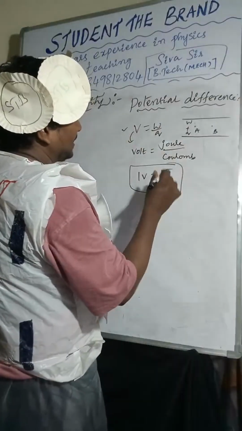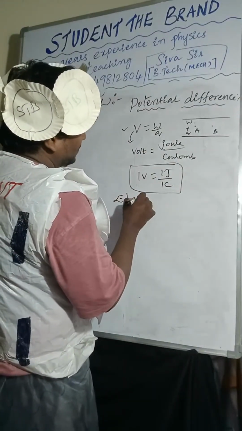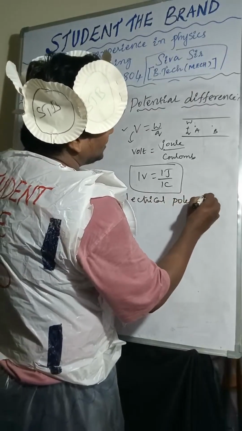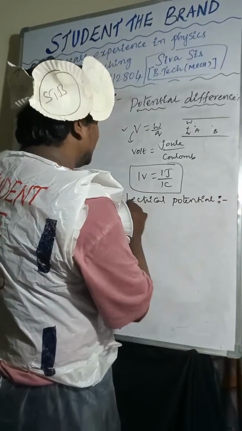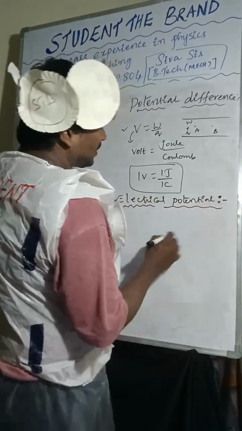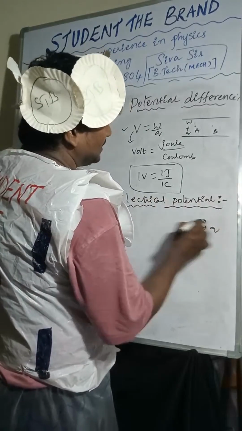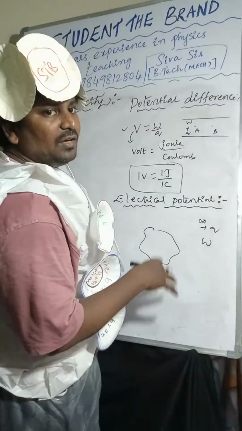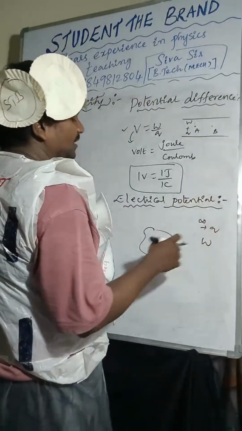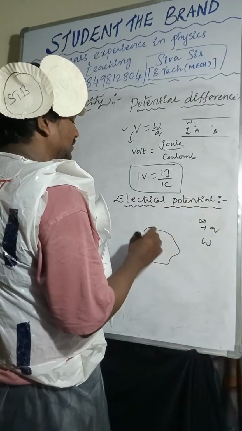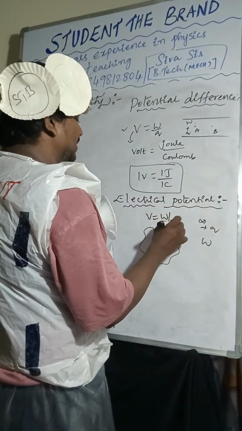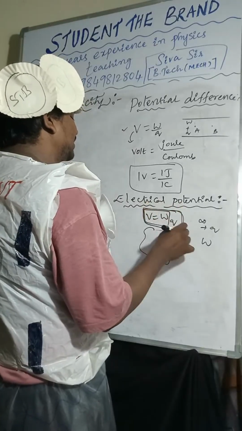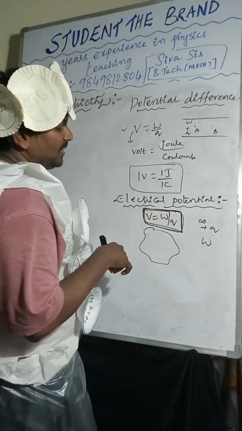Now I am considering the electrical potential. Electrical potential is the work done to bring a unit positive charge from infinity to the required field. We are doing some work to bring a unit positive charge from infinity to the required field. That is nothing but electrical potential.